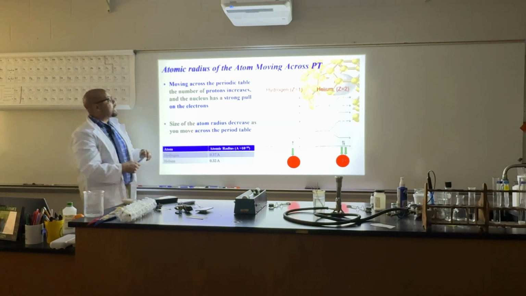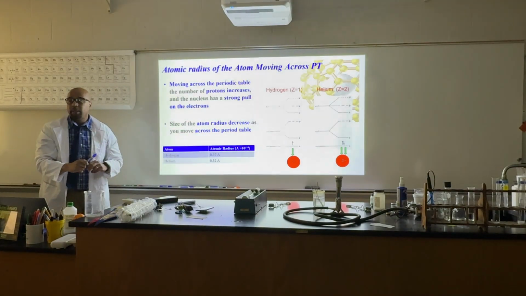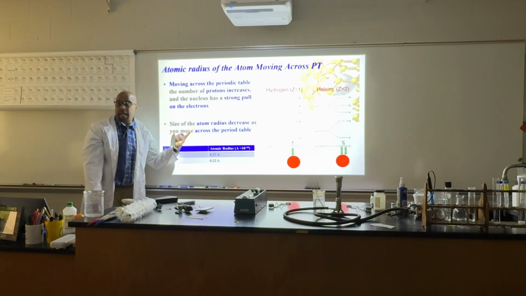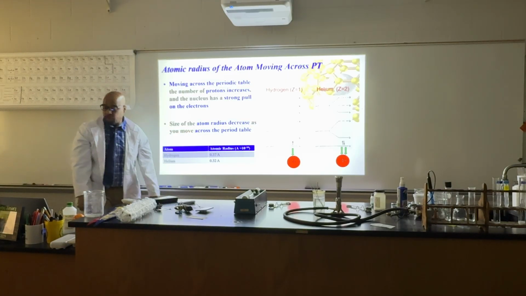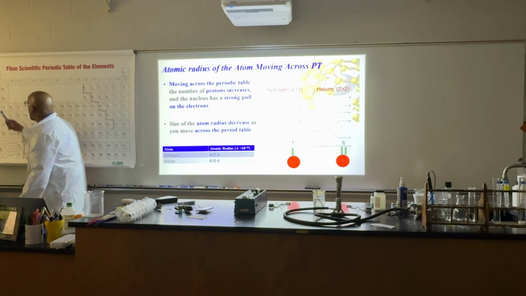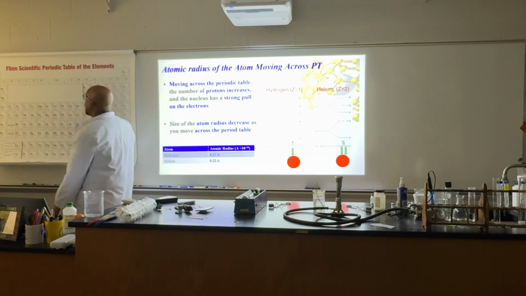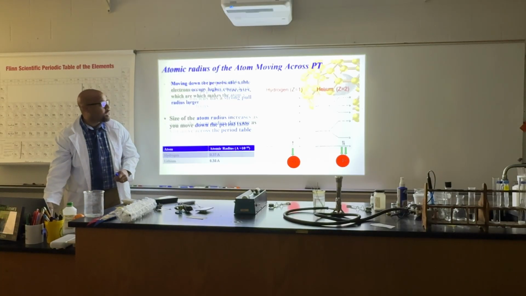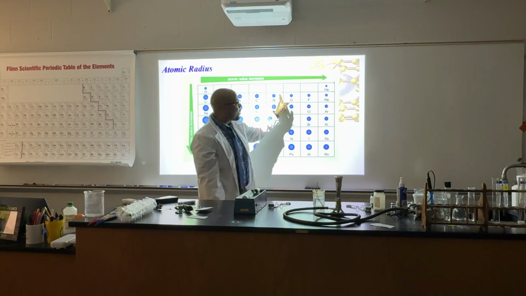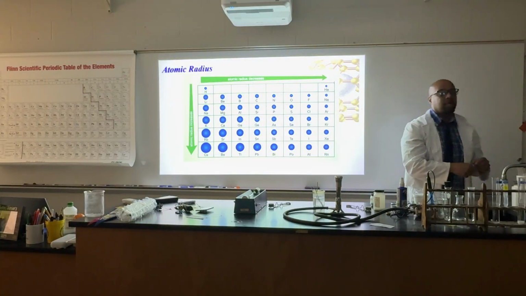Our first trend simply says, as you move across the periodic table, the number of protons increases, so the strength of the nucleus pulling on the electrons is stronger, and it causes the atoms to get smaller. So if we look at the periodic table I have right here, if I go from lithium across, lithium has 3 protons, beryllium has 4, 5, 6, 7, 8, 9, 10. The atoms get smaller and smaller as I move across the periodic table, and that's what you're going to see in this picture. As I move across, you'll always notice the sizes are getting smaller and smaller, simply due to the increased number of protons.